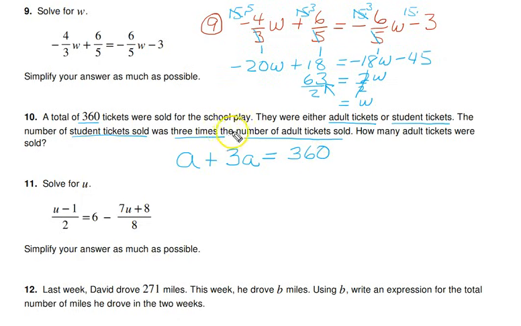So this one was rather easy, but it does take time to check it out. So we're going to group like terms. Remember, there's a 1 in front of there. We don't write it. 4a, and this is number 10, equals 360. Divide both sides by 4. A equals 90. So the number of adult tickets, because that's what we said A was, is 90 tickets.